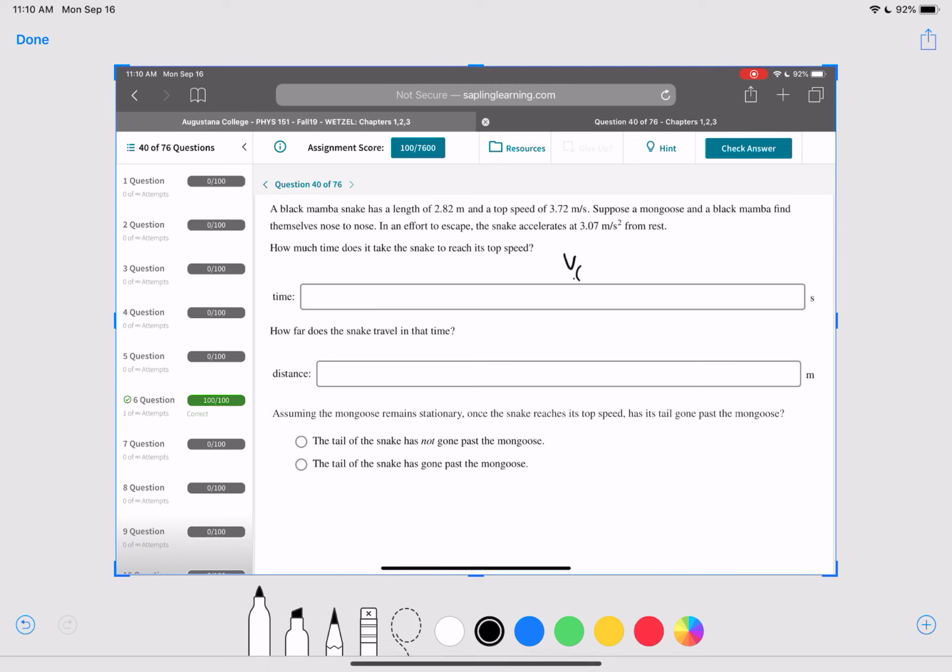You could use v final squared equals v initial squared plus 2ax to solve for the distance the snake flies away. Initial velocity of 0, final velocity of 3.72 meters per second. Or you could say the distance is going to be v0, well, that's 0, plus 1/2 at squared. That's it. And so if you figure out what your t is, how far is it going to travel in that time, given the fact that it's accelerating at that rate from rest, you can calculate that.